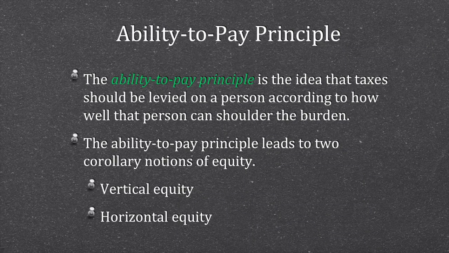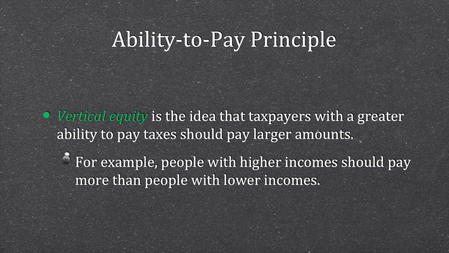The ability to pay principle is the idea that taxes should be levied according to how well that person could shoulder the burden. And there are two kind of corollaries that go along with this: the notion of vertical equity and the notion of horizontal equity. Vertical equity is the idea that taxes should fall more heavily on people who can afford to pay them. So, for example, a progressive tax where you have a really high income has a really high income tax rate, has the notion of vertical equity.